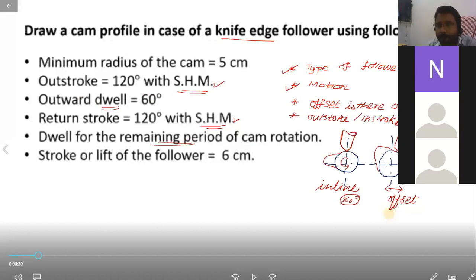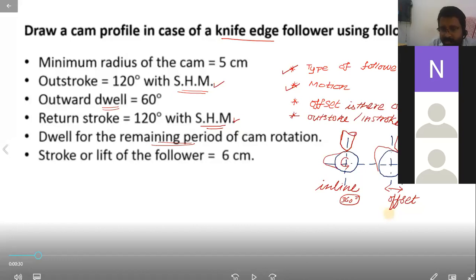Correct or not? You are not going to have an increment or a push in the follower at each degree. So this is not much important. This place is especially not important at all. If you draw it or not, it is going to be in the baseline. Otherwise we can say the follower is touching the base circle during this period.